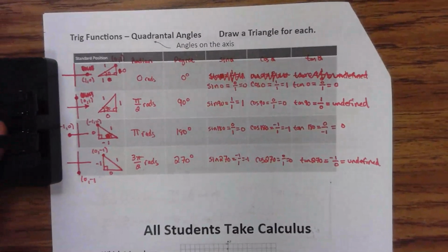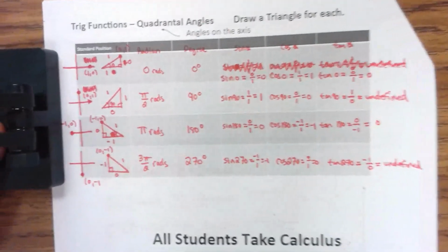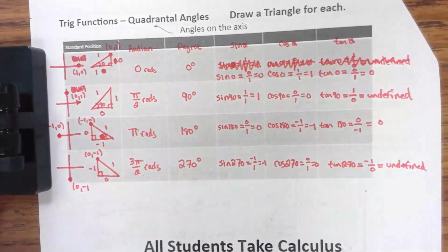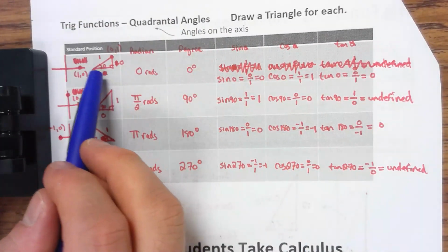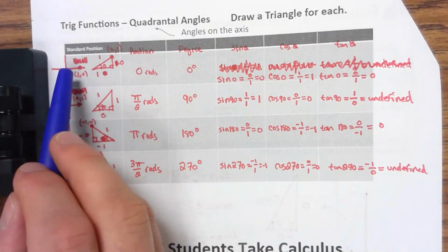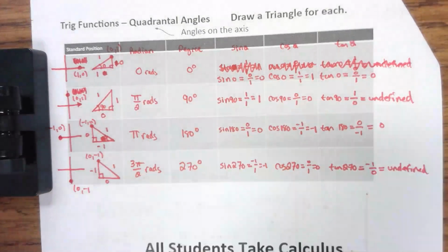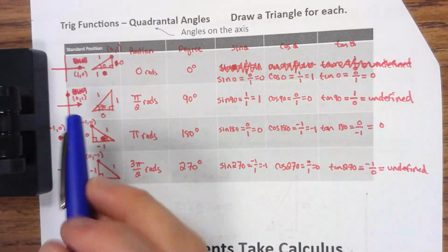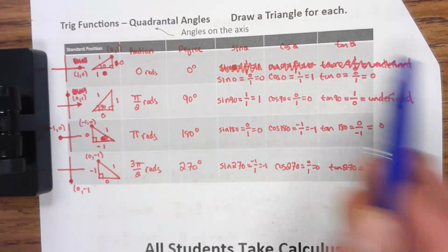Last time we ended class by talking about our values of sine, cosine, and tangent at basically the axes. So when we rotate to the positive x, positive y, negative x, negative y, what values do we end up getting? And we used those impossible triangles as a way to explain those values. And so we had all of these.